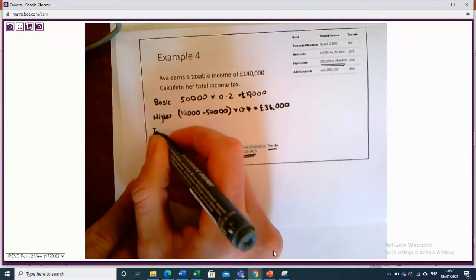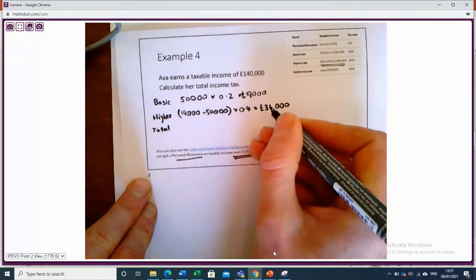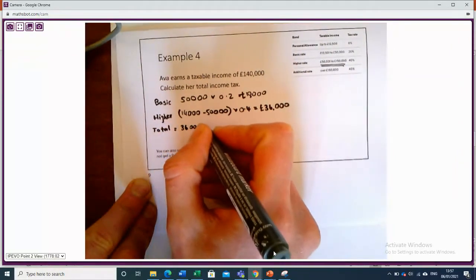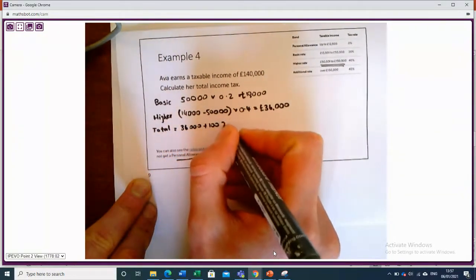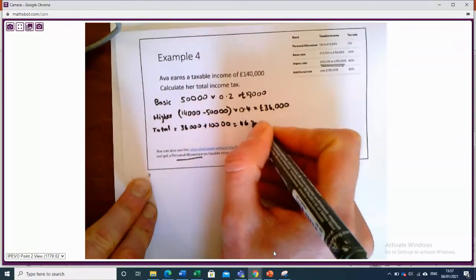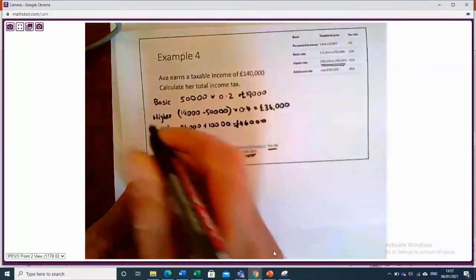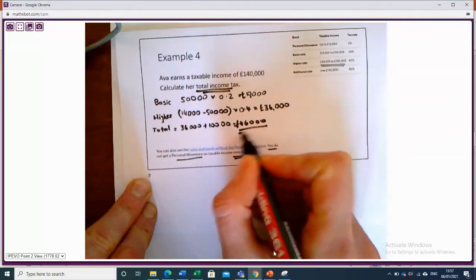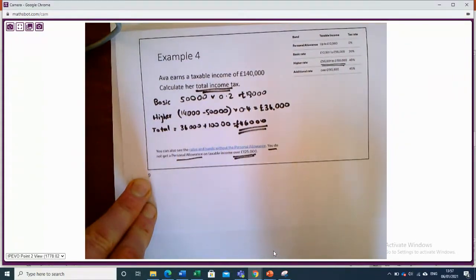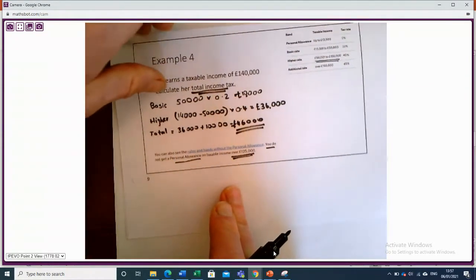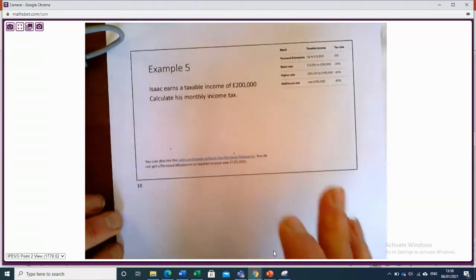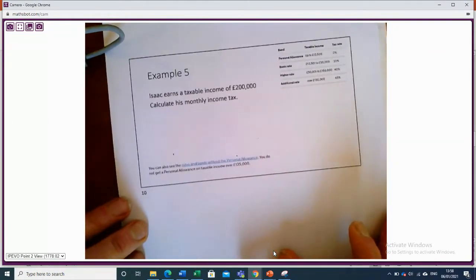So total, 36,000 plus 10,000, and that's what we're after in this one. Total income tax, £46,000. Quite a lot of tax to pay. However, she's earning a lot of money. That's the point. Okay, then moving on to our final example, Isaac.